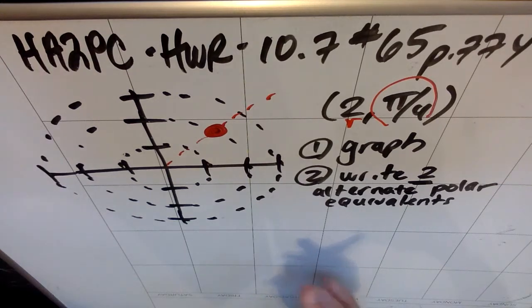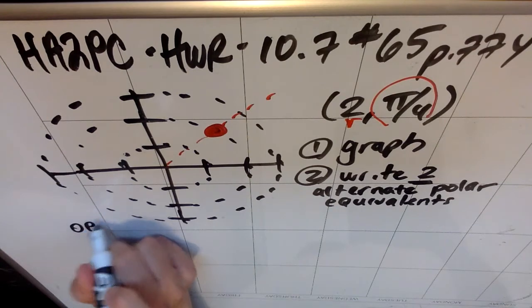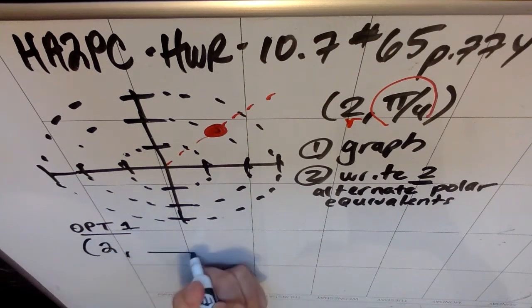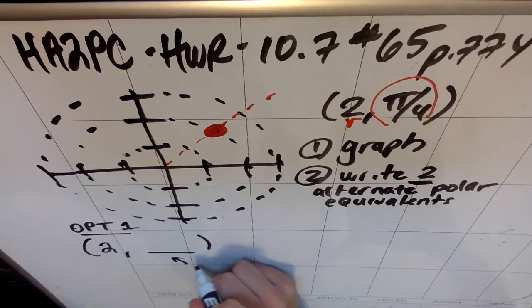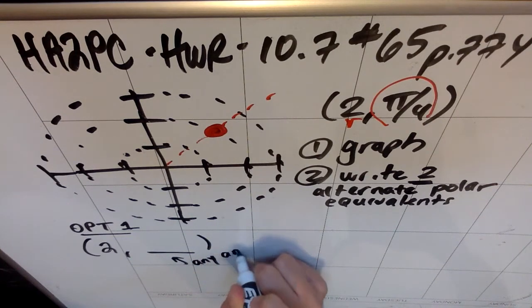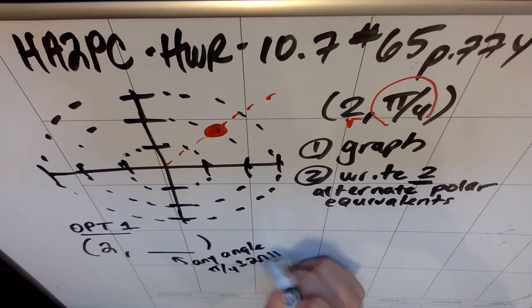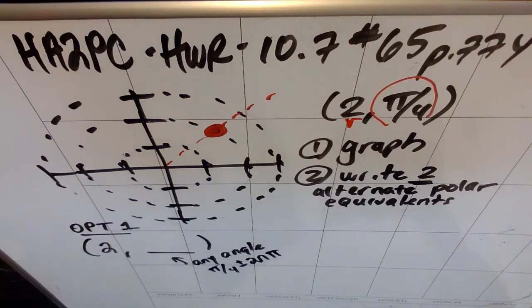So there are two sort of categories of right answers. Option 1 is 2 comma any angle that is coterminal with pi over 4. That is, pi over 4 plus or minus 2n pi, meaning you add a full circle and then end up at the same spot.